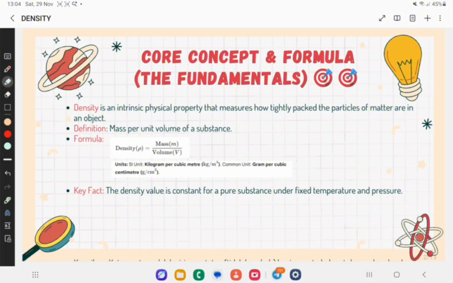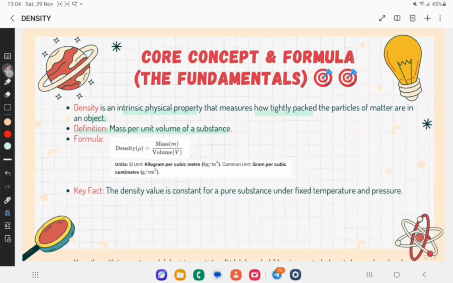What is density? Density is an intrinsic physical property that measures how tightly packed the particles of matter are in an object. Okay, take note of what I highlight. Then the definition: mass per unit volume of a substance.